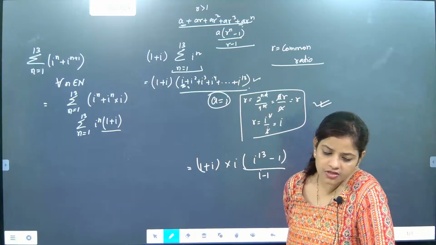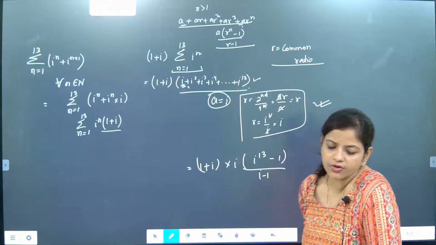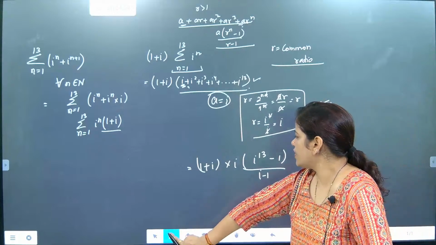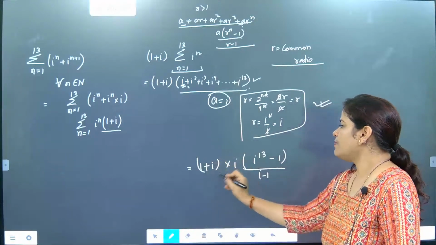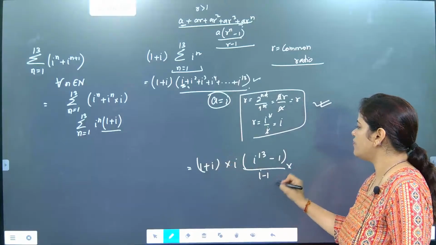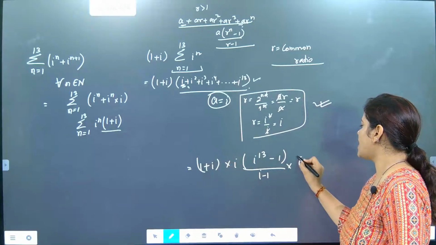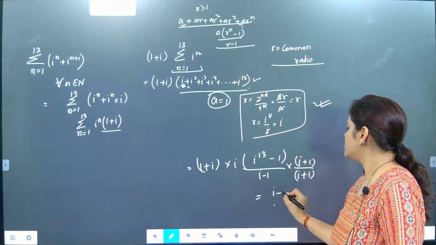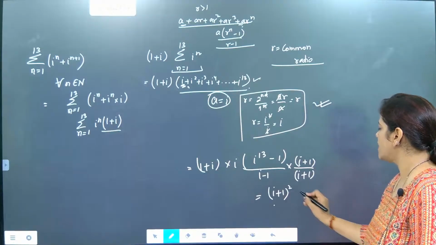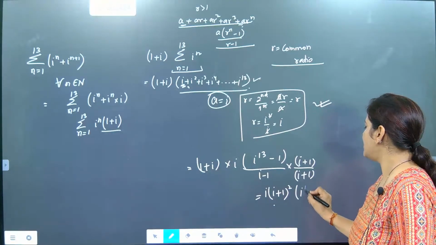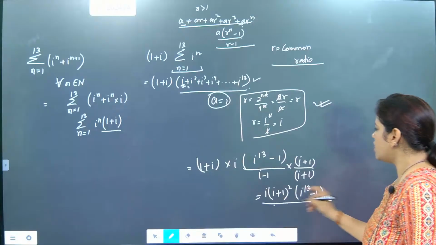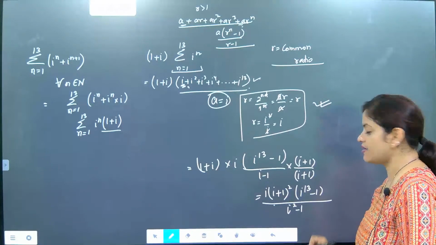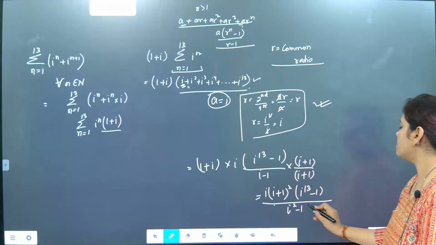This is exactly the implementation of the geometric progression sum we have used. Now 1 plus i. What we are going to do is rationalize it. I plus 1 I am implementing up, i plus 1 I am implementing down. So here i plus 1 is already there, so it is coming as i plus 1 whole square, and then i is already there, and i to the power 13 minus 1. Down it is a plus b, a minus b, that is i minus 1 times i plus 1, which will become i squared minus 1.